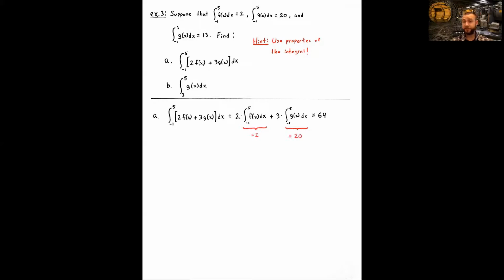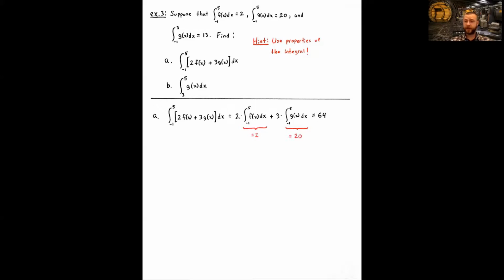Now the benefit of using this property is you take your current problem, part A, and relate it to your given information. You were given the integral for f from -1 to 5, which is equal to 2, from what we're told. And then we're also given the integral of g from -1 to 5, which equals 20. If you just plug those values in, you get 2 times 2 plus 3 times 20. I think that comes out to 64. So part A is a pretty straightforward application of the constant multiple and sum and difference rules for integrals.